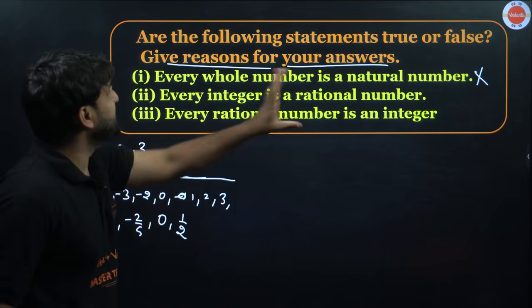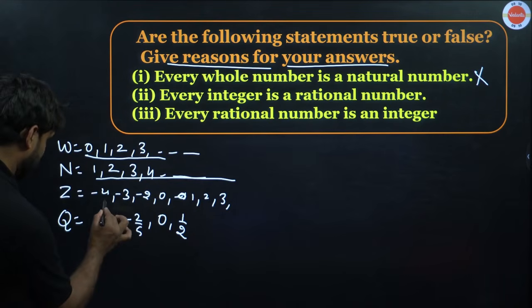Now, every integer is a rational number. Every integer. Look at my dear champion. These are the integers.